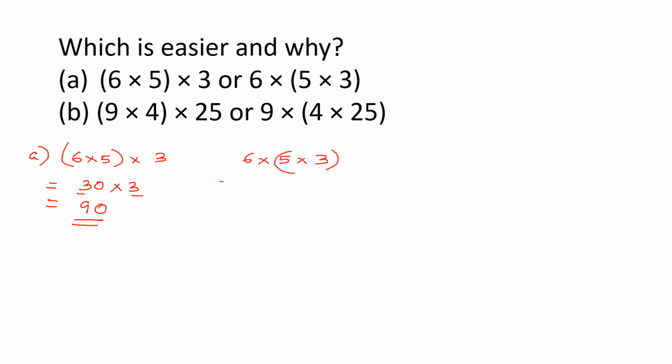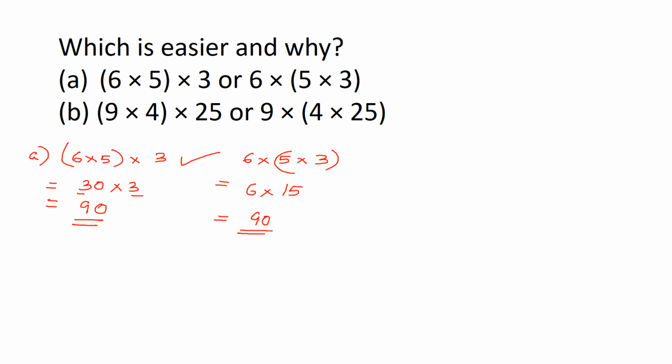Now if I take 6 into 5 into 3, if I do 5 into 3 first, then I get 6 into 15. If you know the multiplication table of 15, very well and good. Otherwise, you will have to multiply and find out to get the answer as 90. Isn't it? So which one is easier? 6 into 5 is easier, because 6 into 5 we are getting 30, a multiple of 10.